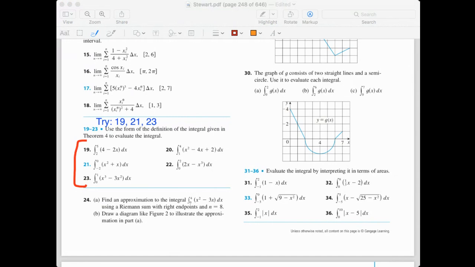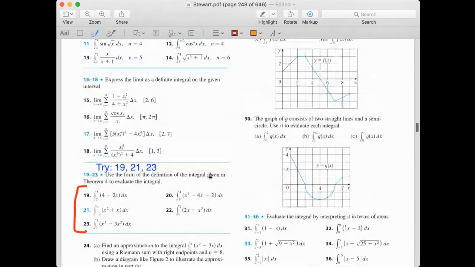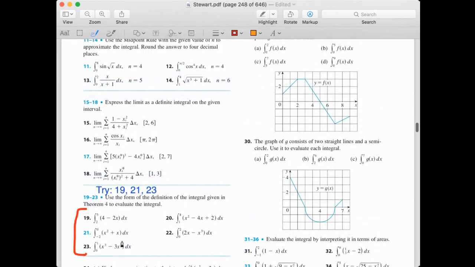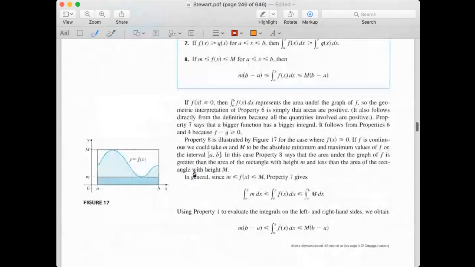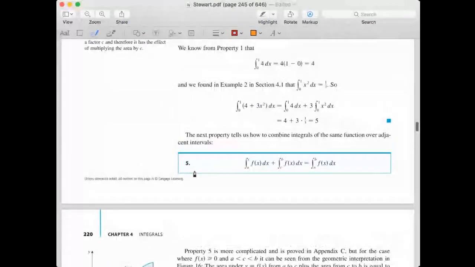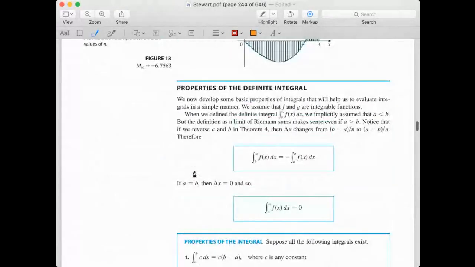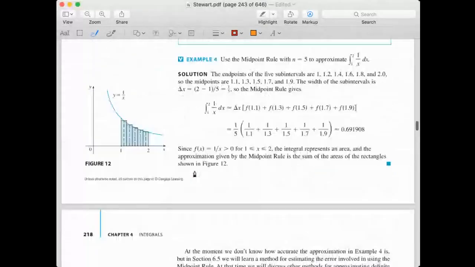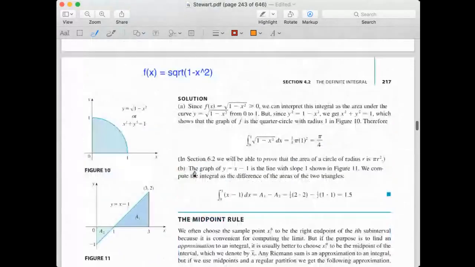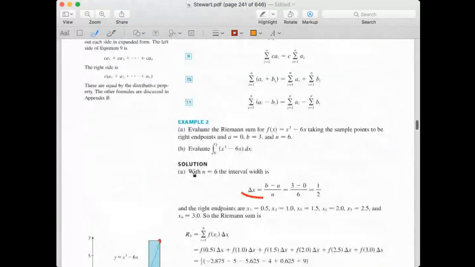Let's see, does anyone want to show 23? Yeah, exactly what Amir was talking about. We will talk about the fundamental theorem of calculus later, but for now, we want to be able to understand where this comes from. So we want to understand the definition, and we want to understand Theorem 4. Let's go back to Theorem 4. Remember, the limit is a bridge between the finite world and the infinite world.